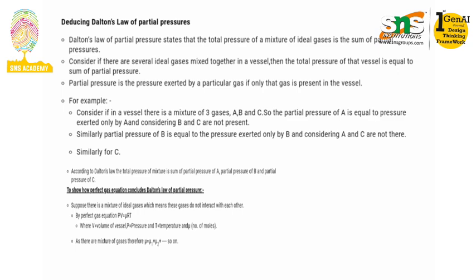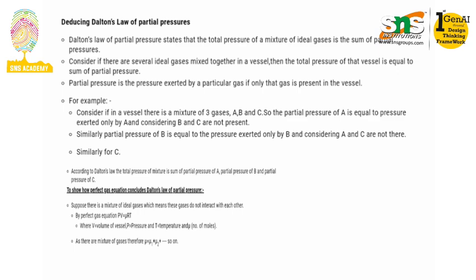For example, consider that in a vessel there is a mixture of three gases A, B and C. The partial pressure of A is equal to the pressure exerted only by A, considering B and C are not present. Similarly, the partial pressure of B is equal to the pressure exerted only by B, considering A and C are not there. Similarly for C. According to Dalton's law, the total pressure of the mixture is the sum of the partial pressure of A, the partial pressure of B and the partial pressure of C.